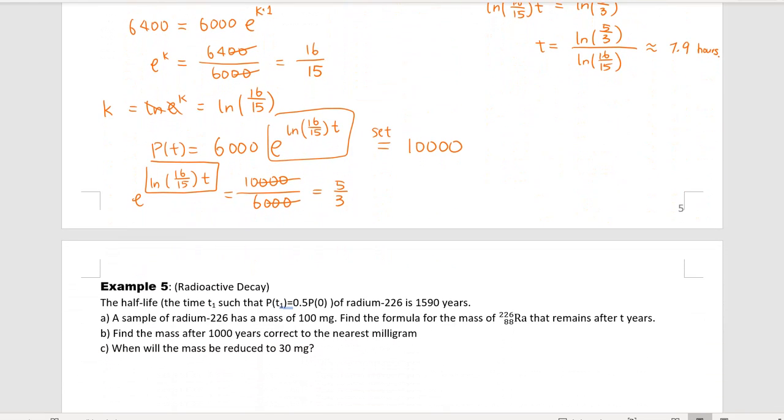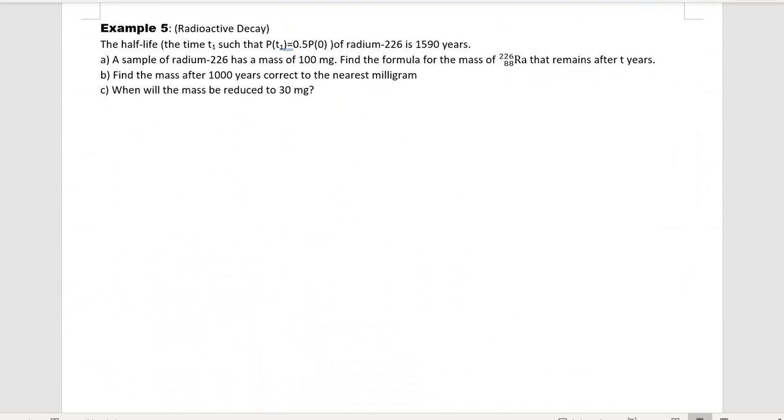Alright, let's continue. Example 5, radioactive decay. The half-life is the time such that the population at that time is half of the initial population. Okay, so the half-life of radium 226 is 1,590 years. Part A, a sample of radium 226 has a mass of 100 milligrams. Find the formula for the mass that remains after t years. So we want to find the population function. Okay. Part B, find the mass after 1,000 years, correct to the nearest milligram.